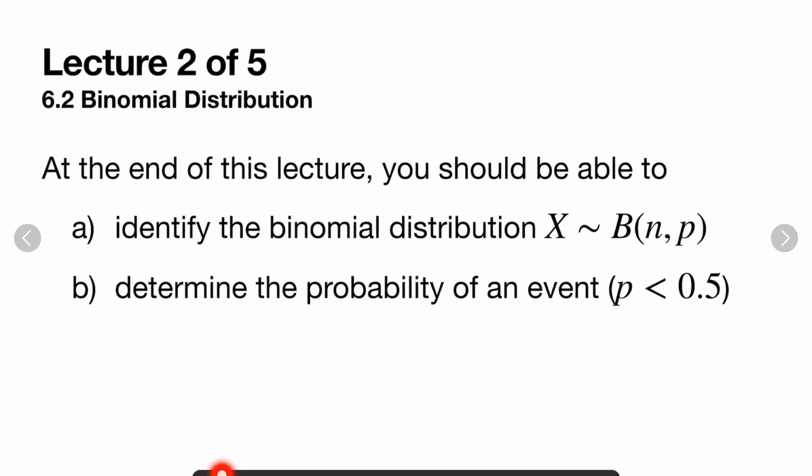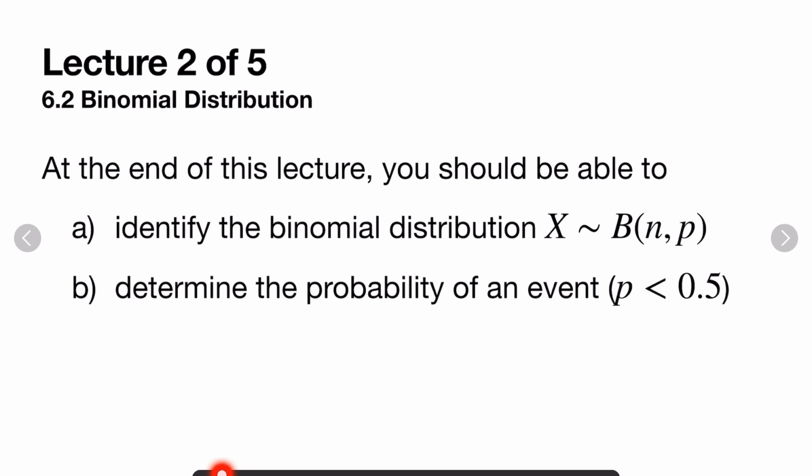Alright, so what you're going to learn in this lecture, lecture 2 of 5, is the subtopic. This is a new subtopic, binomial distribution. At the end of this lecture, you should be able to identify the binomial distribution. X is binomially distributed with parameters n and p. The second one is to determine the probability of an event.